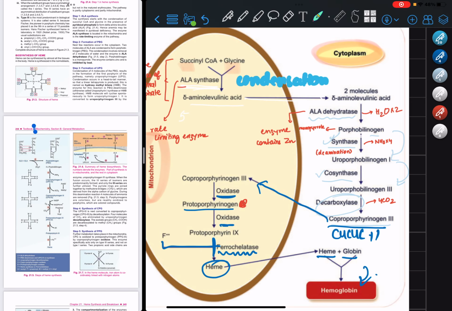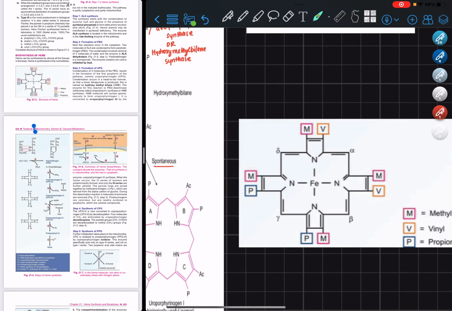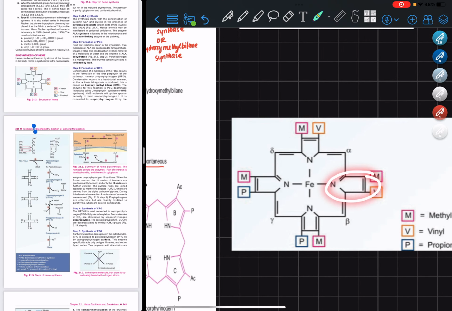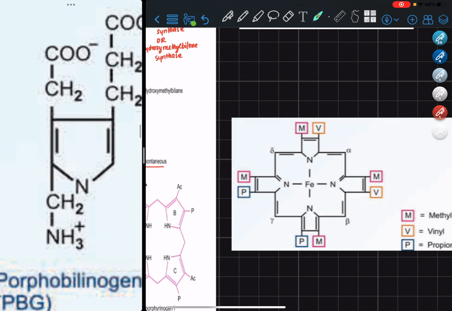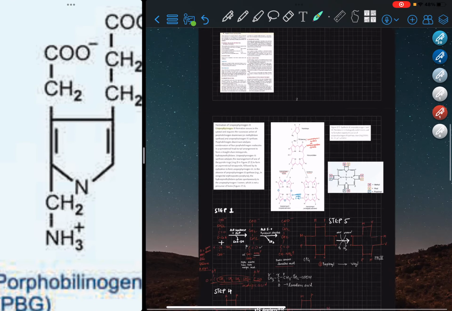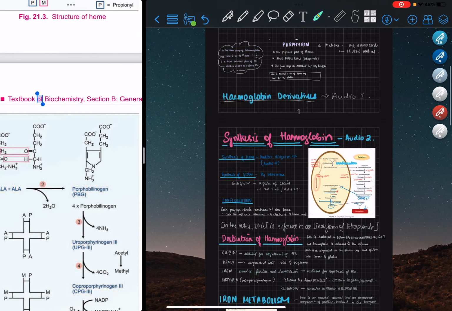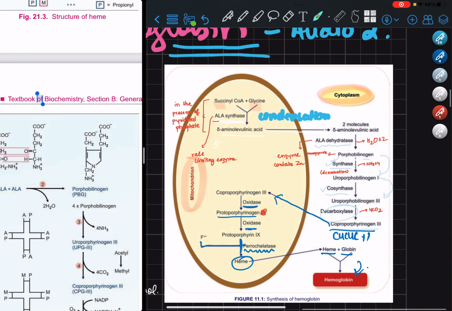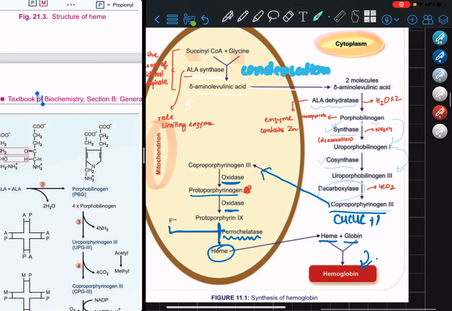Now, if you see, this is a heme molecule. This is one pyrrole ring. This is another pyrrole ring. So if you can see here also, you see one ring. So that's why it is called the monopyrrole, which is porphobilinogen. Now we come to the next few reactions.